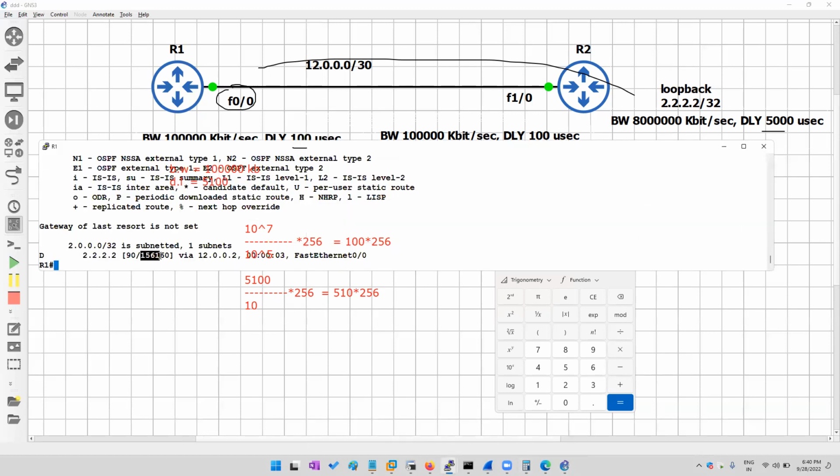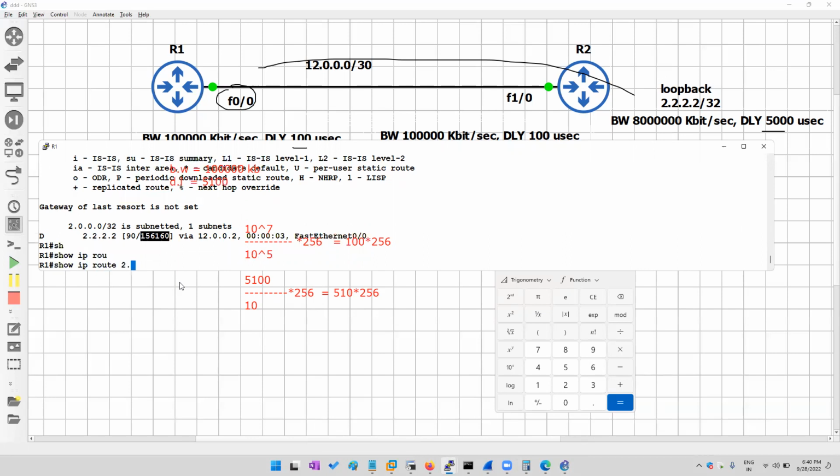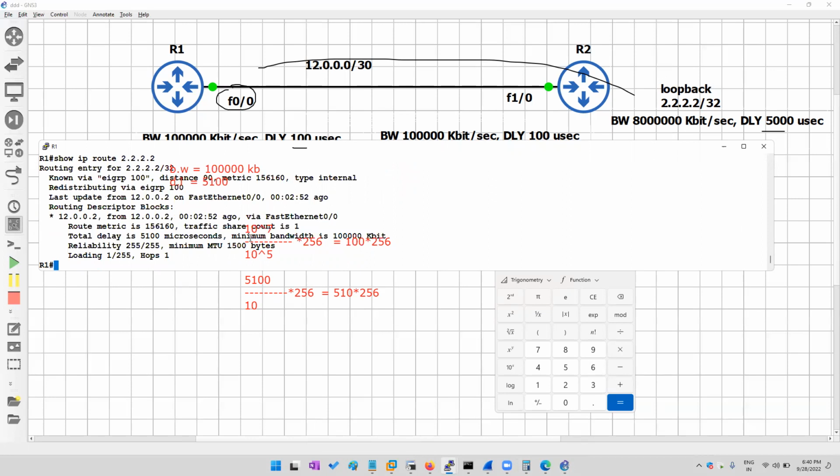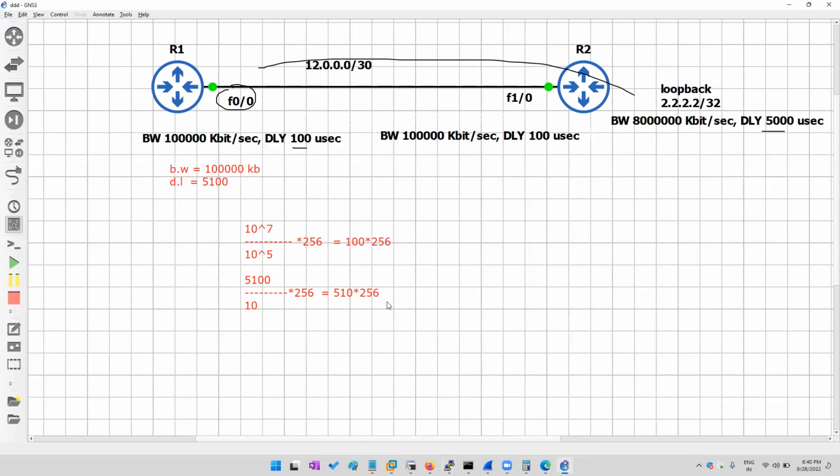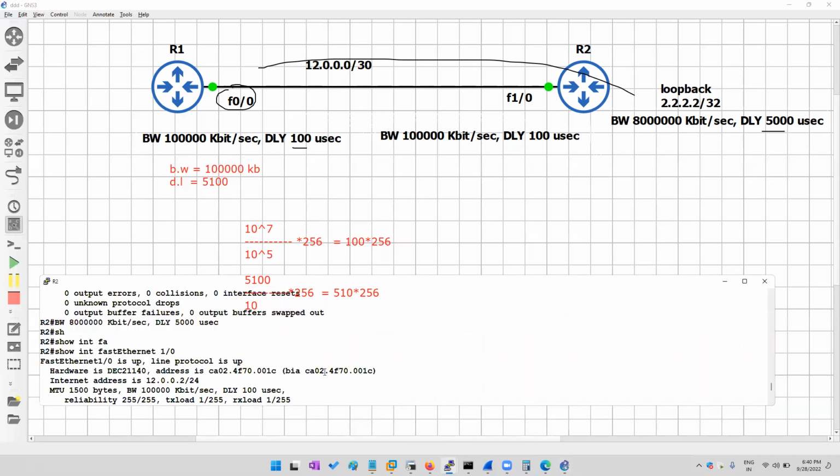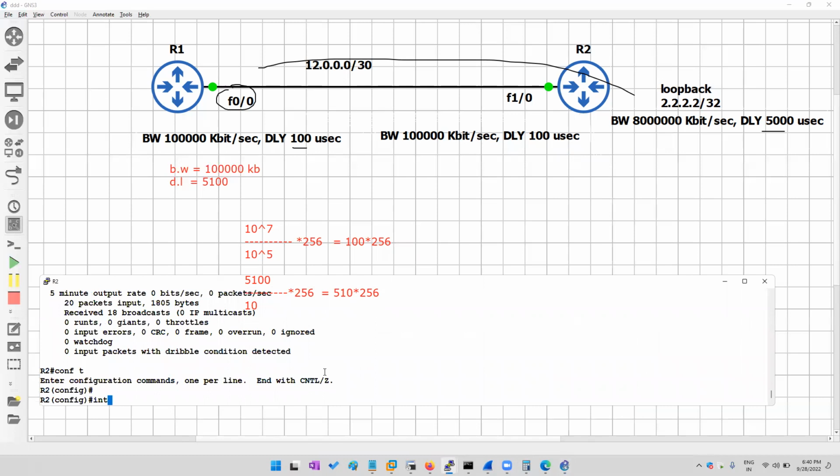Are we getting the same metric or different? Same metric. Show IP route for 2.2.2.2 and verify. Minimum bandwidth is 100000, delay is 5100, and how many hops away from me? 1 hop away.